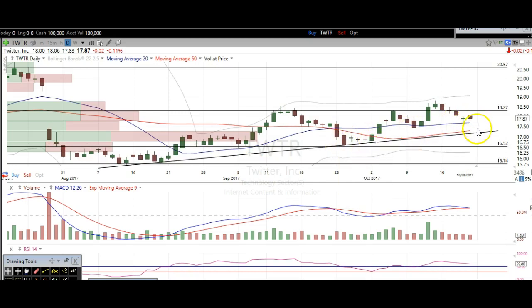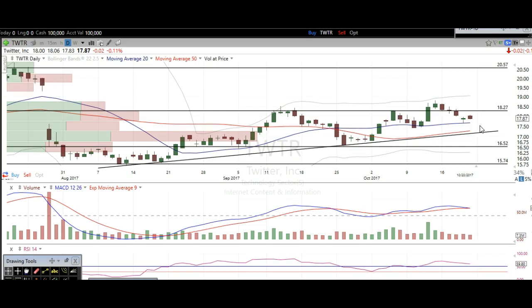So if and when we do head lower, which I am expecting, I also expect a bounce off of this uptrend line. So you can kind of play it between these two levels, and then we'll see which level ends up giving. But right now, we like it for short below 1830, and then longs near that trend line that is giving Twitter support.